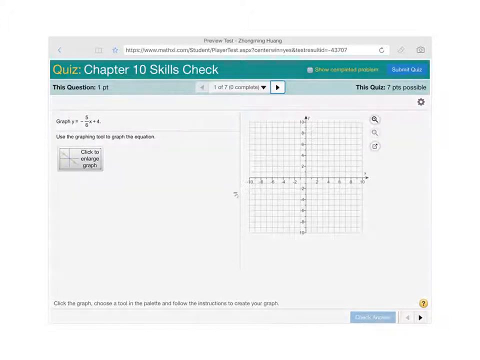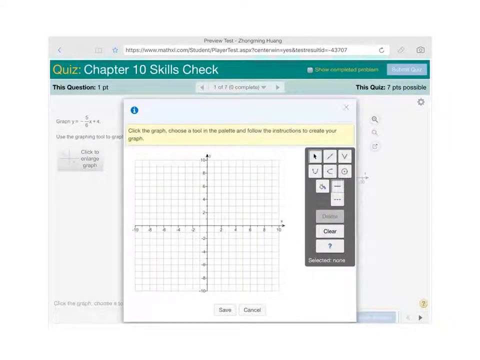Let's click here. And the equation that we have here is y equals negative 5 over 6x plus 4. So that's the equation that we have. To graph a straight line, basically you just need 2 points. So I would suggest you find two points.